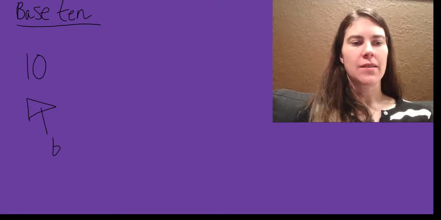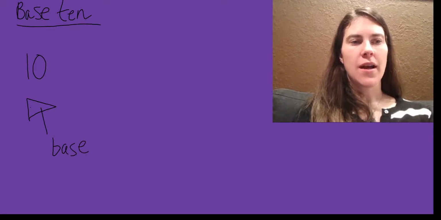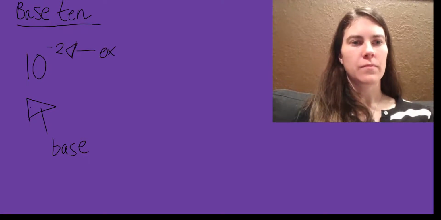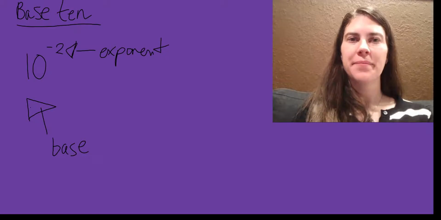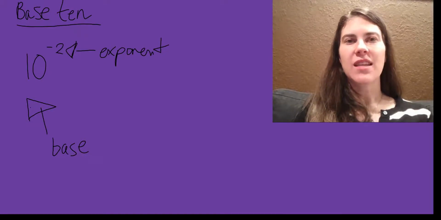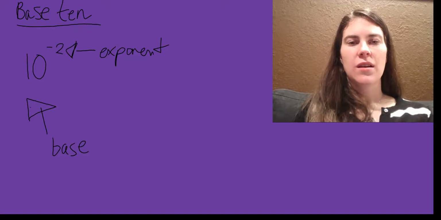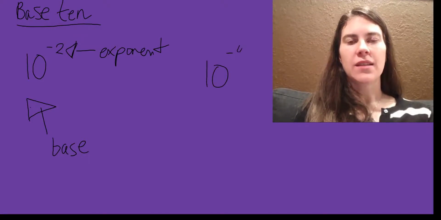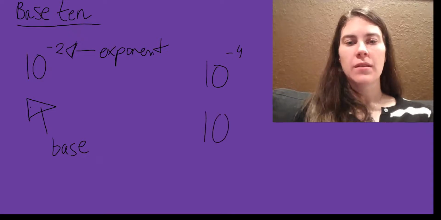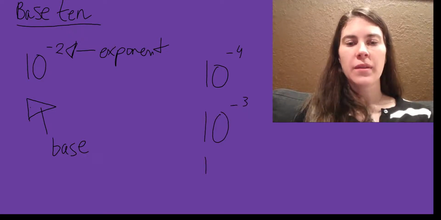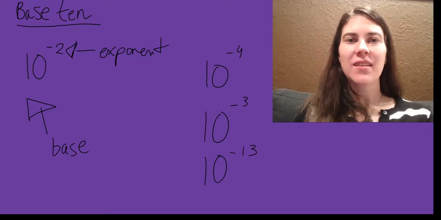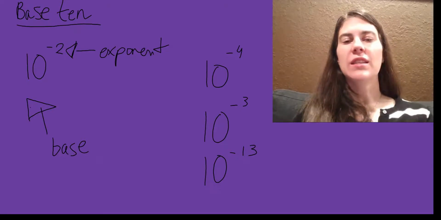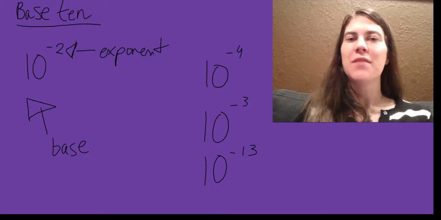This is our base 10. It's the big number. And then our exponent is the little number. That was just a bit of vocab. In this case, I would say 10 to the negative second. If I said this, I would say 10 to the negative fourth, 10 to the negative third, 10 to the negative 13th. You could also say the power. So you could say 10 to the negative fourth power, 10 to the negative third power, 10 to the negative 13th power. That was a bit of vocab.